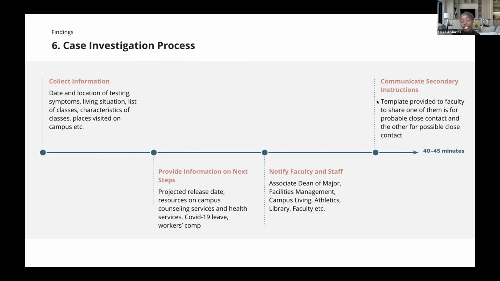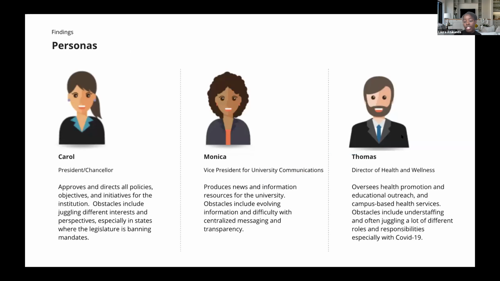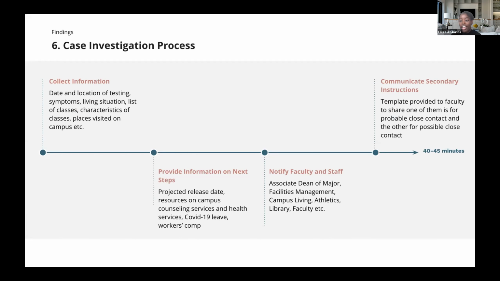And then finally, one really interesting insight is that they communicate secondary instructions to faculty on how to proceed depending on the case. If a student is in the classroom of a professor, they'll inform them about that, but they'll also provide templates, one for probable close contact and one for possible close contact, that the faculty can then share with the students in their classroom. Those templates include information about what to do if you're vaccinated, if you need to isolate, or quarantine. So it's really interesting that they provide these secondary instructions to the faculty and provide the language for that as well.